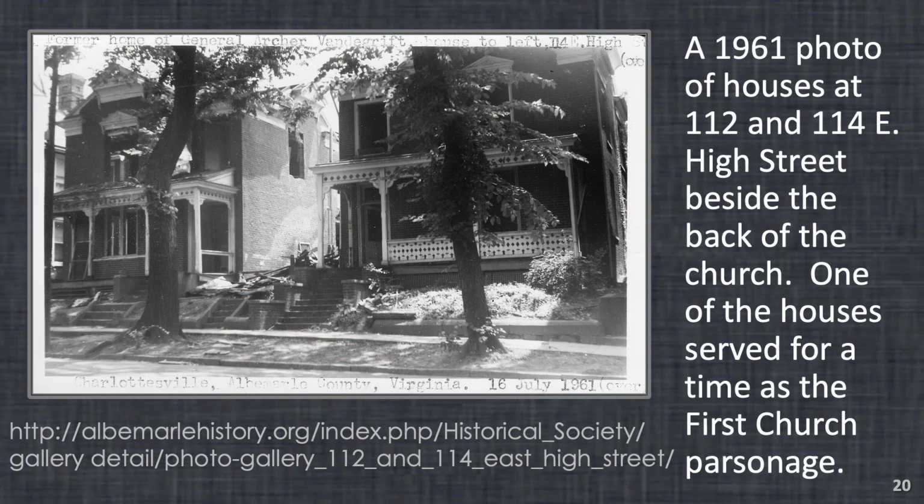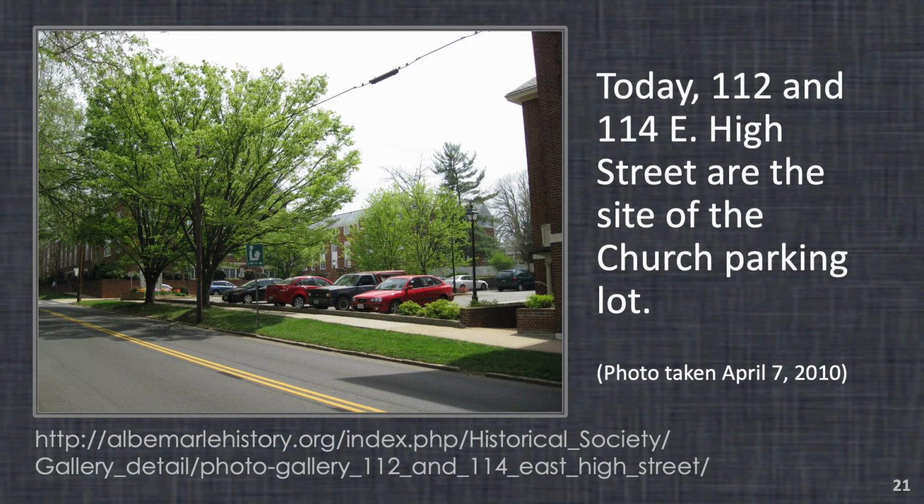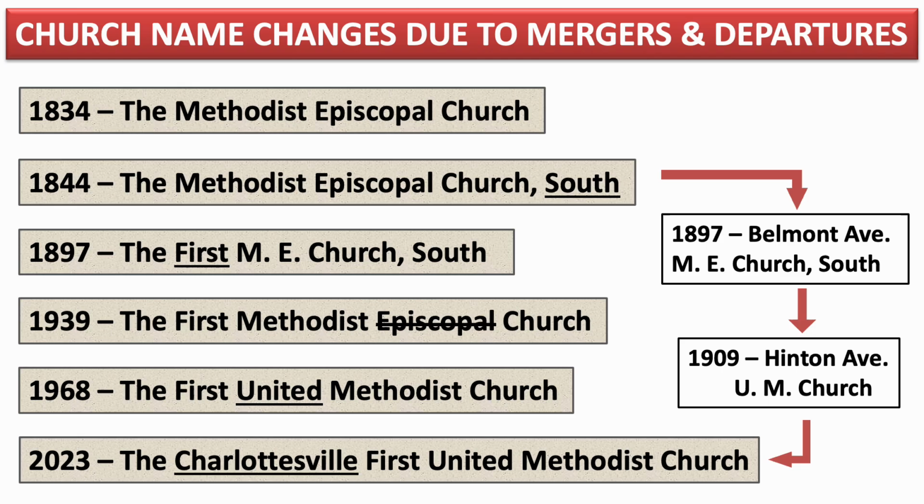In this 1961 photo, we see houses at 112 and 114 East High Street behind the church. They were purchased by the church. One of them served for a time as the First Church parsonage. Today, the houses at 112 and 114 East High Street are gone, and those properties are the site of the church parking lot.